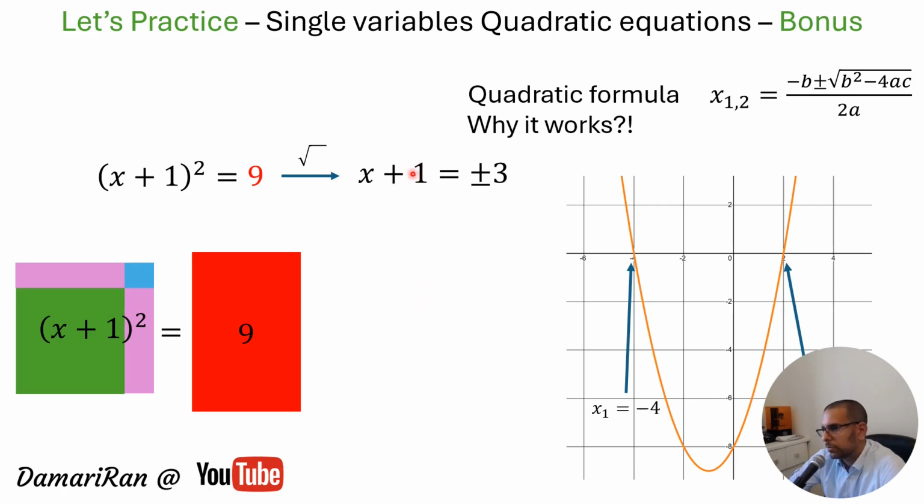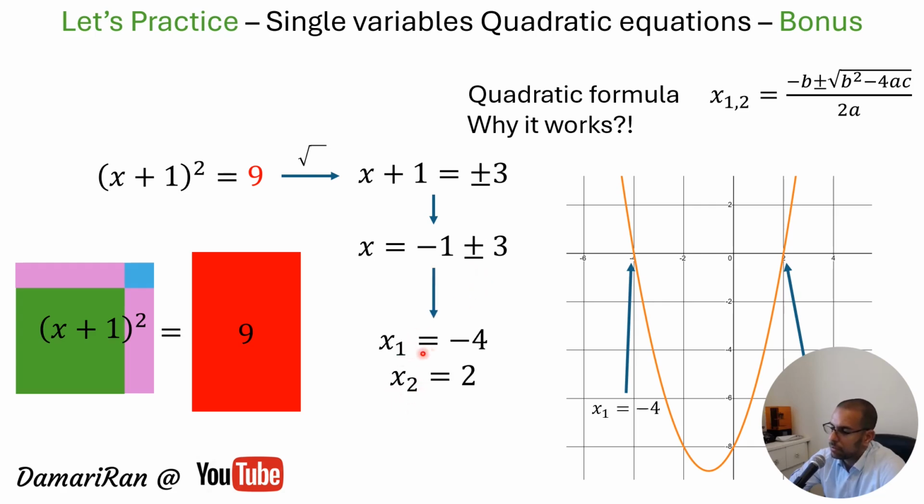Now let's put the 1 on the other side. Let's use the plus, and then the minus. The first solution is x equals minus 1 minus 3, which is minus 4. And the second one is minus 1 plus 3, which is 2. So we saw how we can calculate the roots using a graphical representation, and this is the way they used to do it thousands of years ago.